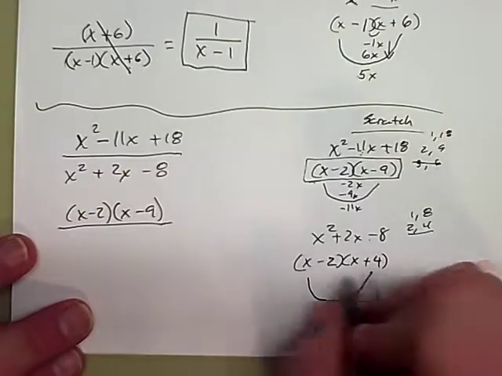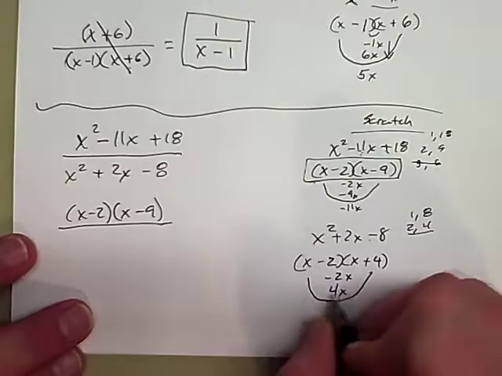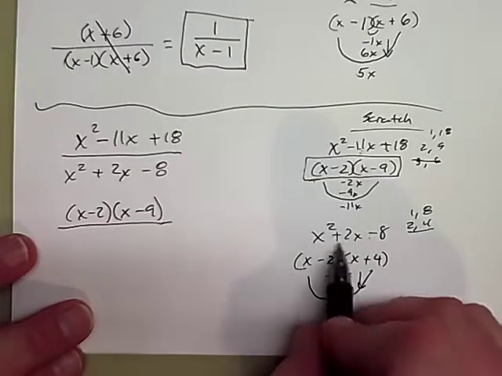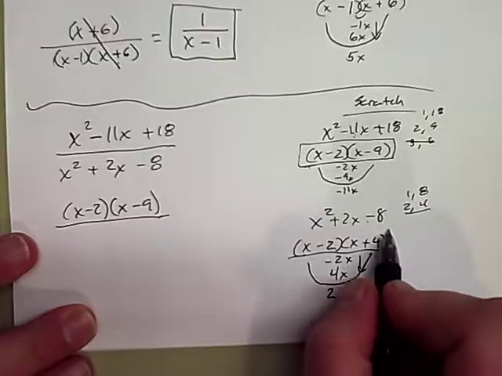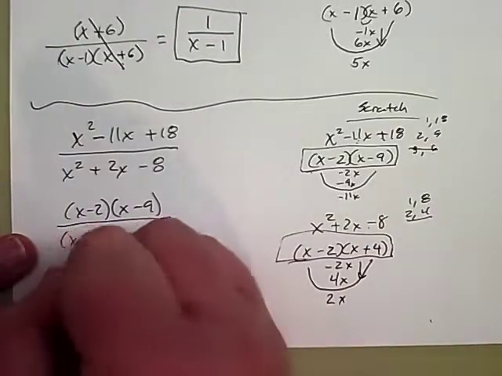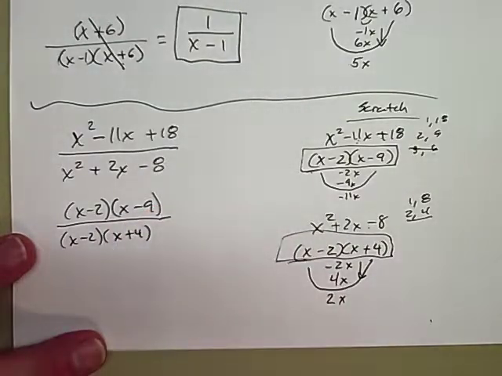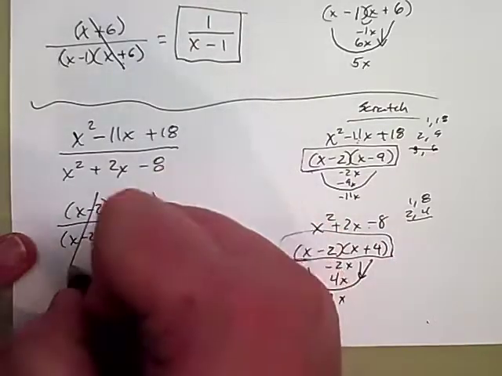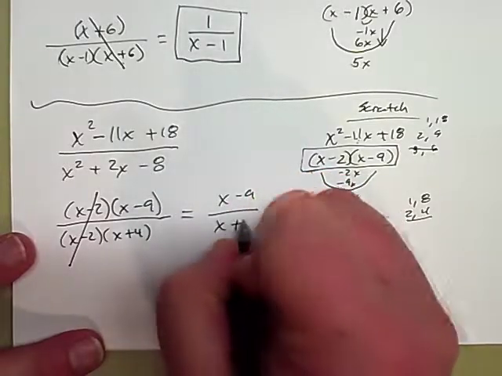When I check here, I get 4 times x is a positive 4x. Negative 2 times x. Negative 2x plus 4x is a positive 2x. And that's what I wanted, a positive 2x. So now these I know for sure are my factors. So then I get x minus 2 and x plus 4. And now I can see clearly the x minus 2's are going to cancel. And I'm left with x minus 9 divided by x plus 4.